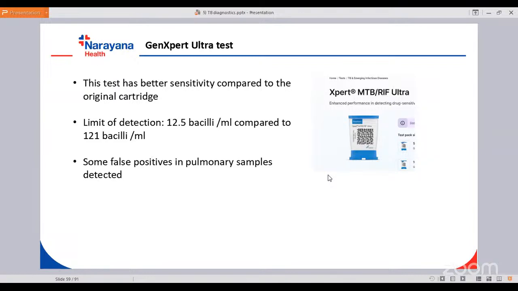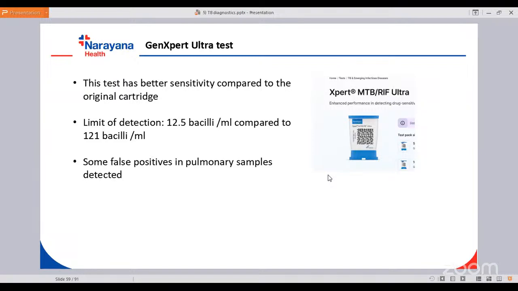Okay, and then there was refinement in the way the test was made, and they came up with GeneXpert Ultra. The reason why they came up with GeneXpert Ultra is because the earlier GeneXpert cartridge was capable of picking up only 121. The limit of detection was 121 bacilli per ml. So they came up with a better cartridge which picks up even lower quantities of the bacteria. The GeneXpert Ultra that got introduced, I think, 5 years back, has a limit of detection of 12.5 bacilli per ml. Amazing test, picks up TB in a lot of extrapulmonary cases.